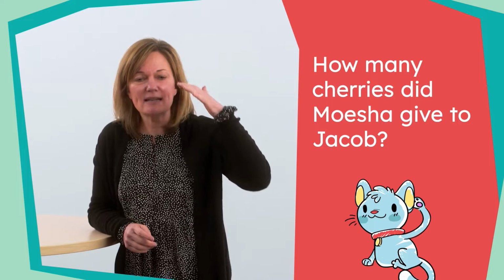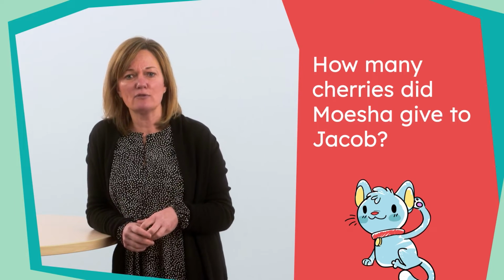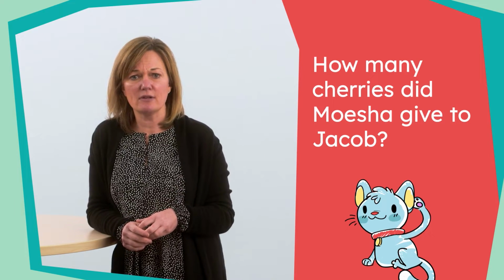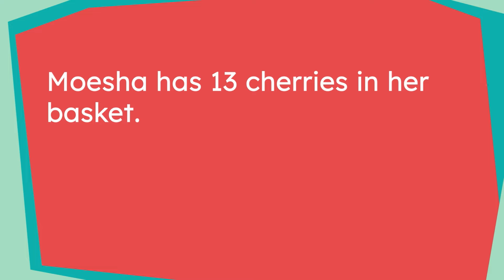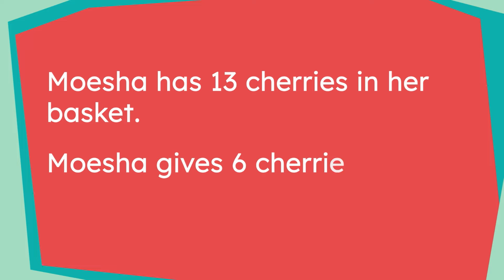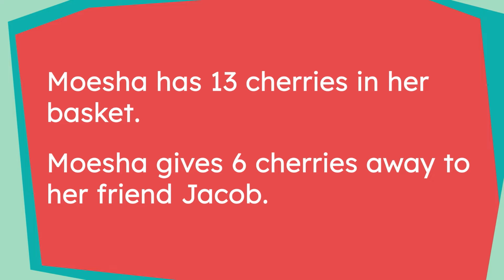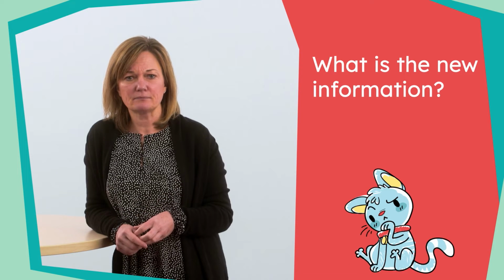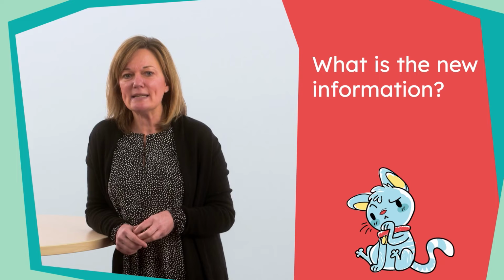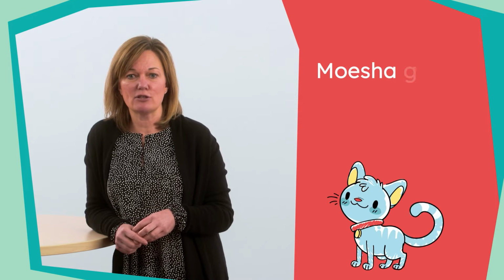That's great! I see some awesome predictions of the number of cherries Moesha gave away. 7 or 3 or maybe 9? Let's keep reading. Moesha has 13 cherries in her basket. Moesha gives 6 cherries away to her friend Jacob. What do we find out now that we didn't know before? You are right. We now know that Moesha gives 6 cherries to her friend Jacob.